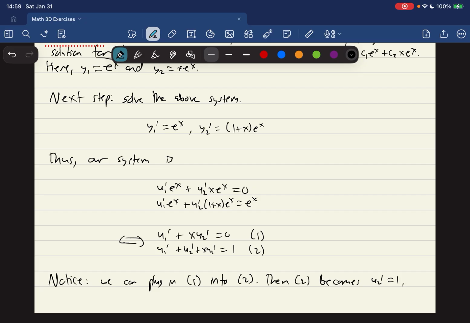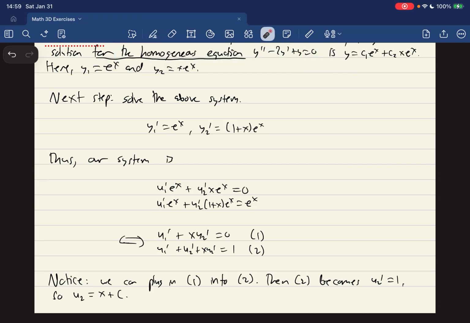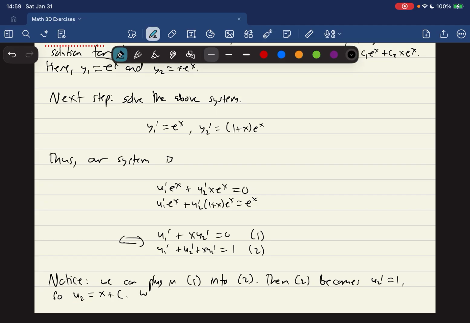And so if we solve by integrating, we get that u2 is x plus some constant c. Now, for the purposes of variation of parameters, we actually don't care about what the constants are for our u1 and our u2. So the best thing to do is to just set that constant to be 0, the simplest possible antiderivative.